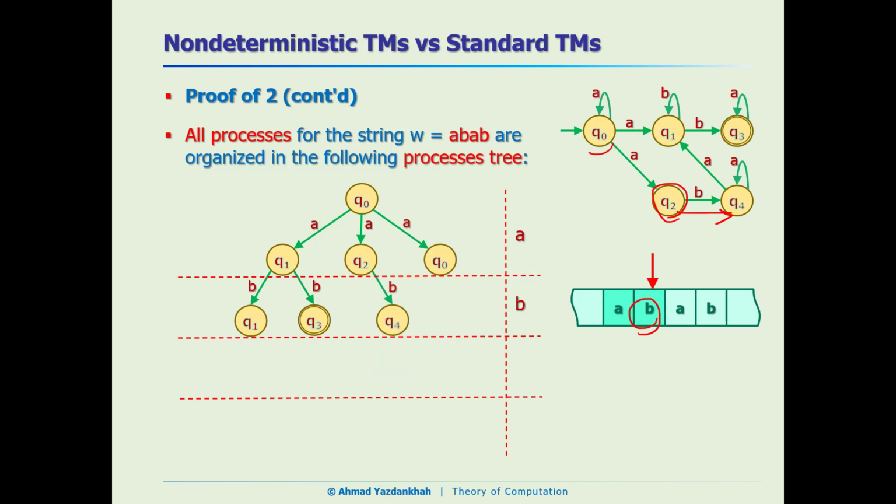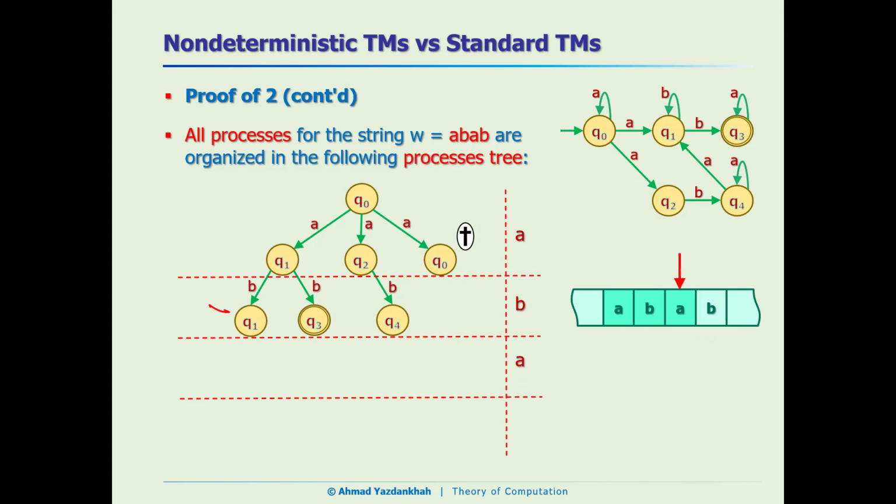How about Q0 and B? There is no outgoing transition for B. So this process will be killed because it doesn't have any transition for B. So it will die. Okay, we can continue for all of the other symbols as well. All right. So right now we have one process here, and two and three processes active.